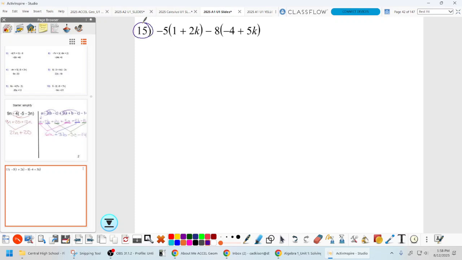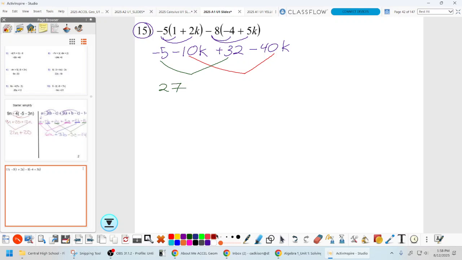So this is the problem number, but we need to distribute the negative 5. Negative 5 times 1 and negative 5 times 2k. Same with the 8. Negative 8 times negative 4 is what? 32. And then negative 8 times 5? Negative 40k. Alright, combining like terms, we have some k's and some constants. So negative 5 and 32 is 27. And negative 10 and negative 40 is negative 50.